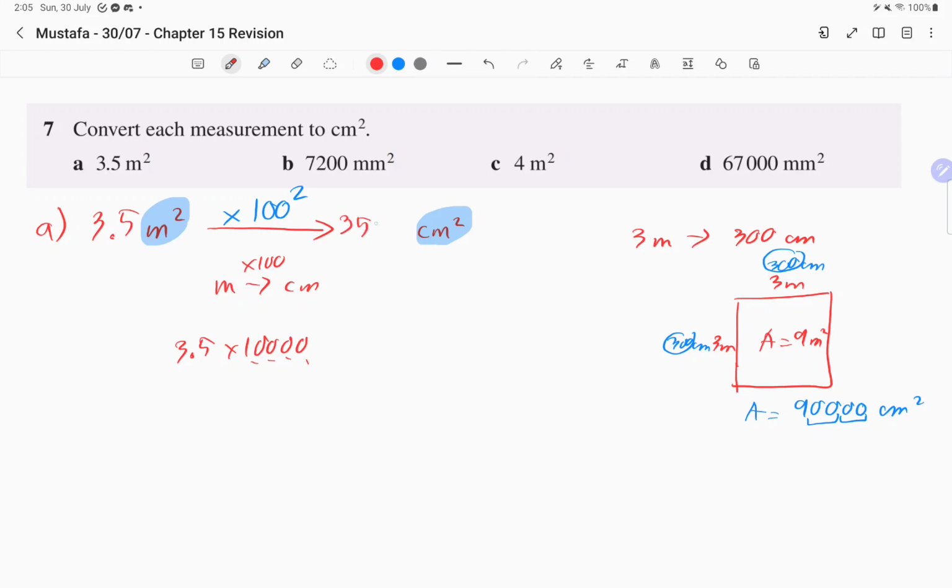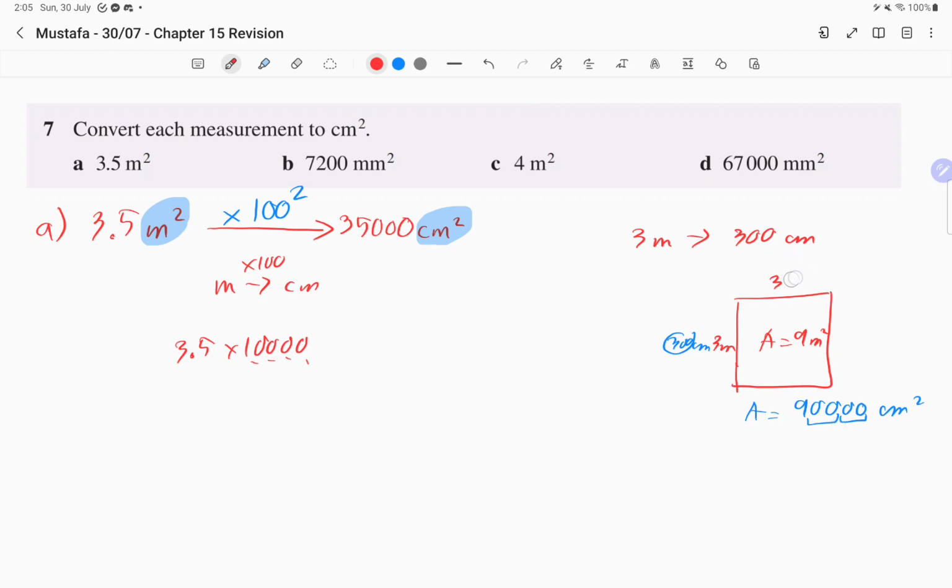The answer will be 3,500. No, it's 35,000. But if it was not squared, it would be 350. Yes, but this is squared, right?